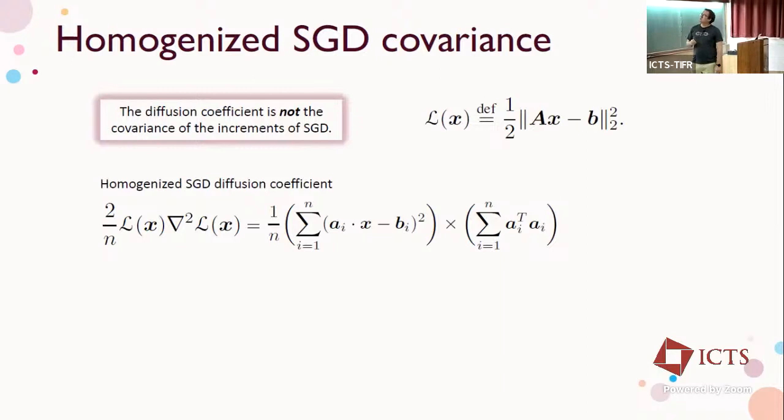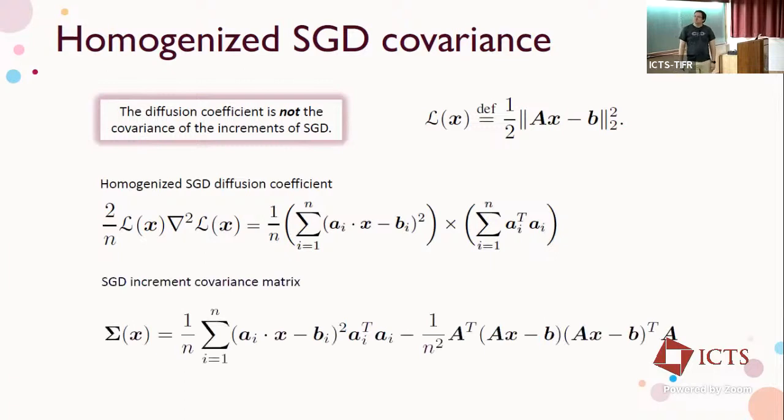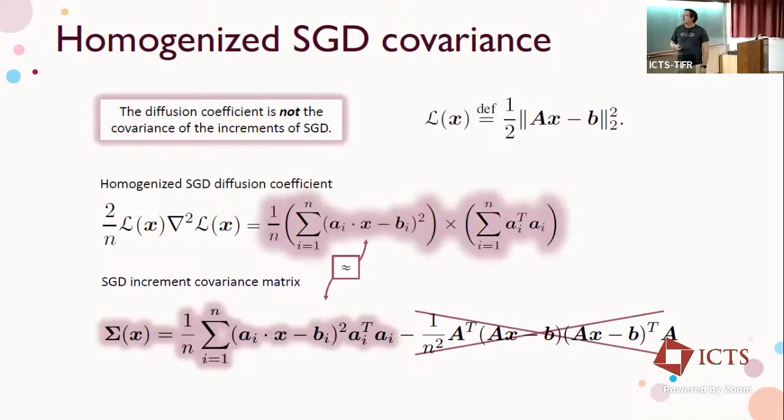So how does this differ? This is the diffusion coefficient of homogenized SGD. You write this out. What you have is just the actual least squares, or this L2 loss, and then you have this A transpose A term. This is the actual SGD increment covariance matrix. It has two parts. And basically, this second part is actually just tiny. It's scaled by too many factors of n, so it's vanishing. It's not important. So the real point is that these two things you can exchange one for the other.